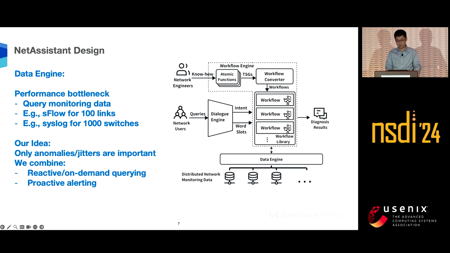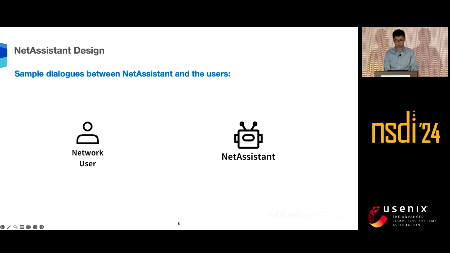So we query them on demand. And for the high volume data, like for example, connectivity data, traffic data, or some syslog data, we do proactive alerting, which means we set some counters or always-on counters, and then they keep generating the alerts. So we query the alerts instead of querying the original data. And by using this, we achieve the trade-off between performance and timeliness to achieve the performance goal.